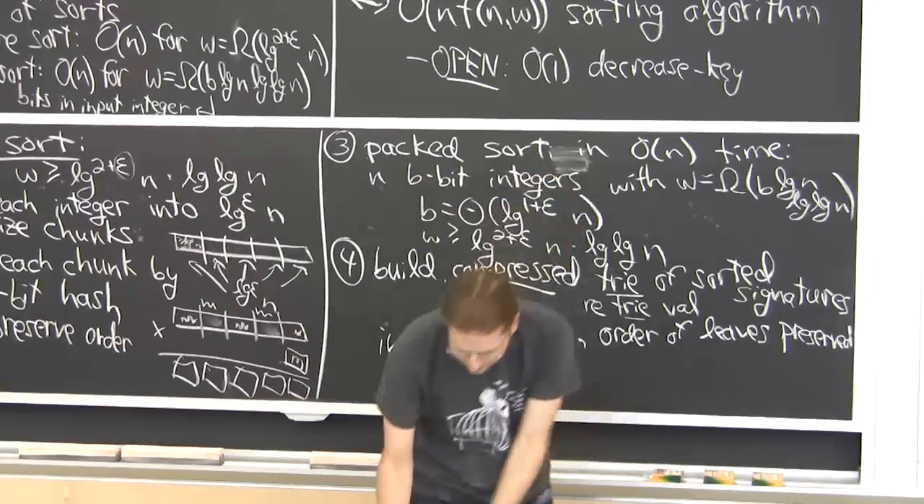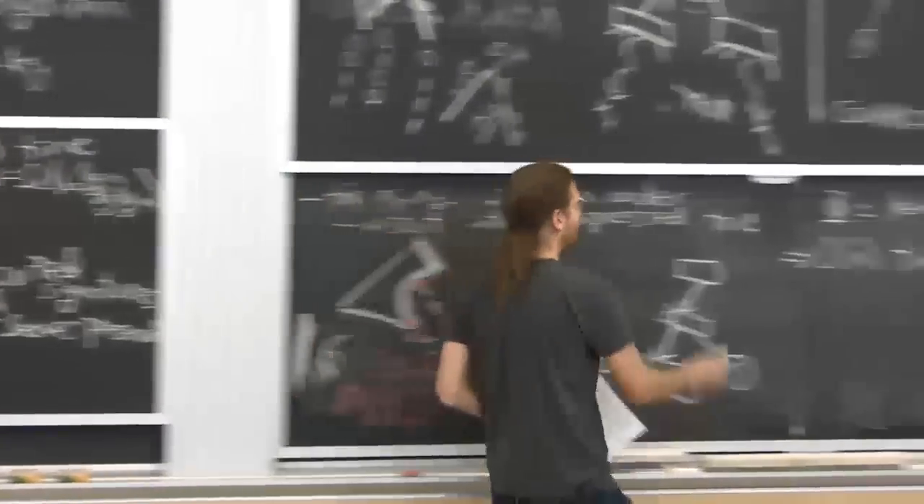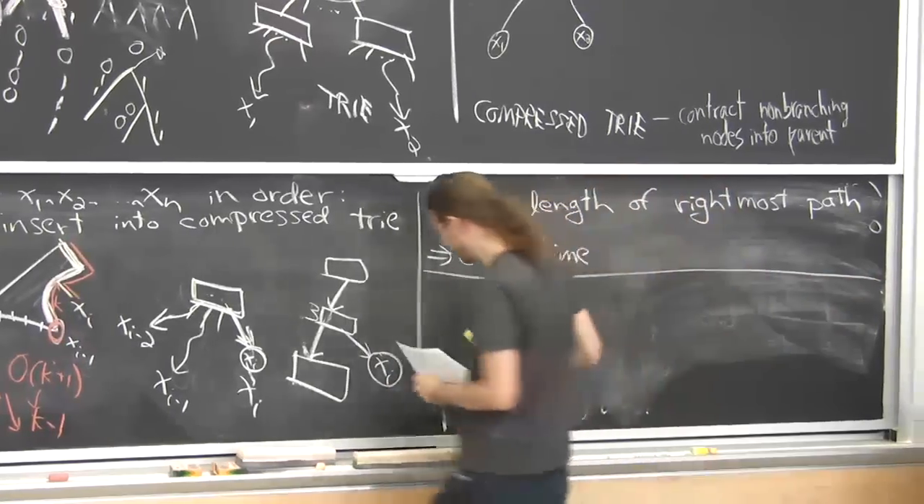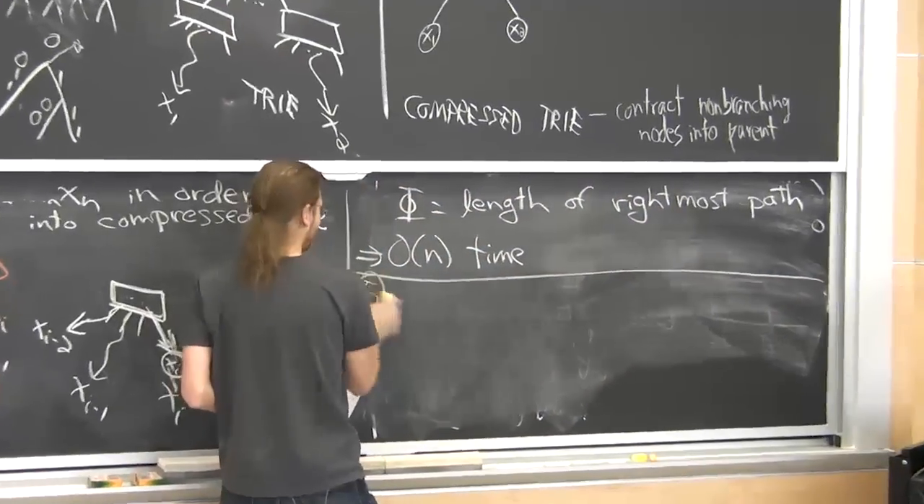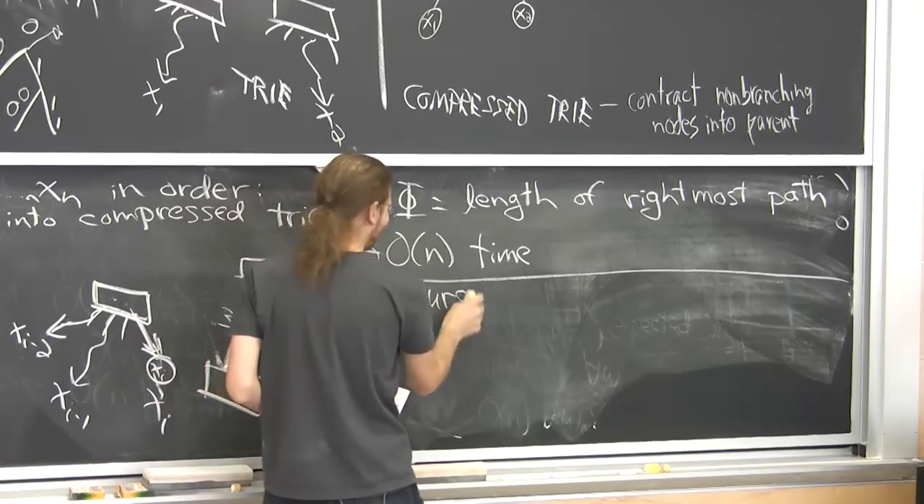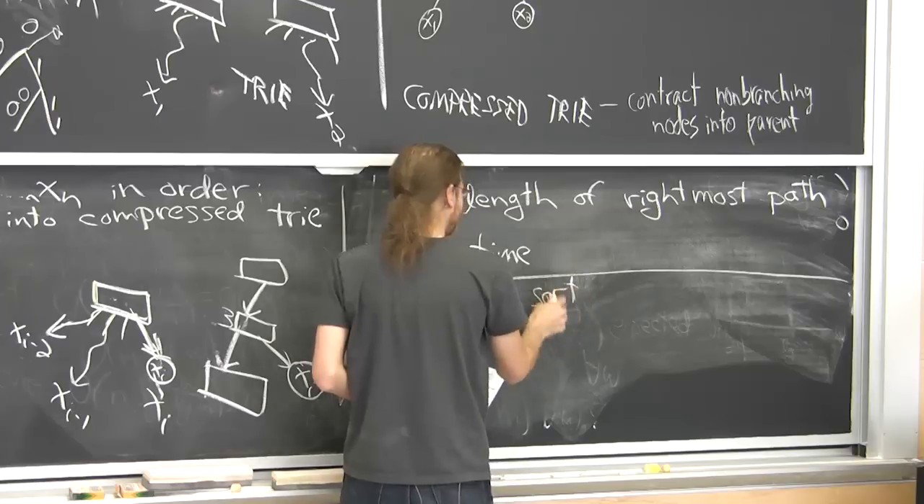So that's the last step. And we're going to do that with recursion. We're only going to recurse a constant number of times. Recursively sort.